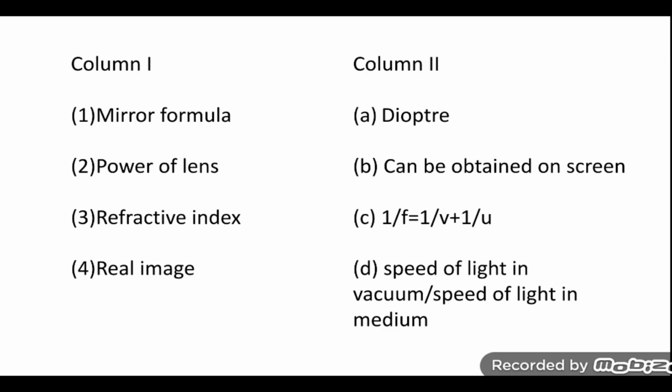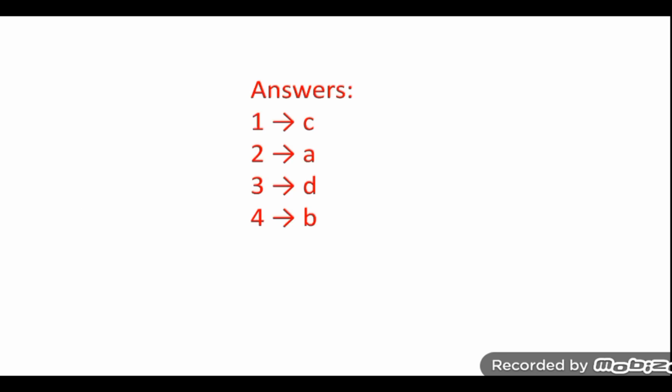Next, match the following. Column 1: mirror formula is 1 by f equal to 1 by v plus 1 by u. Power of lens, the unit is diopter. Refractive index is the ratio between speed of light in vacuum divided by speed of light in medium. Real image can be obtained on the screen. This is the answer.